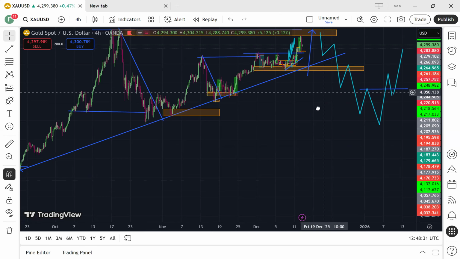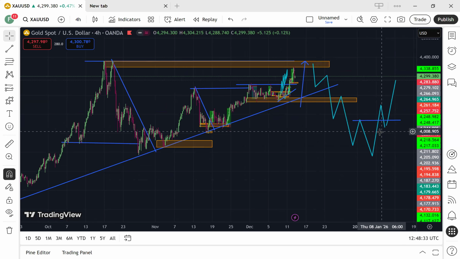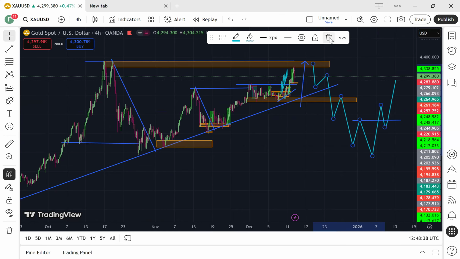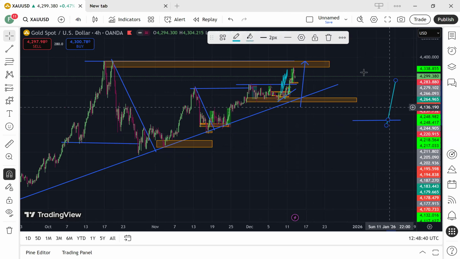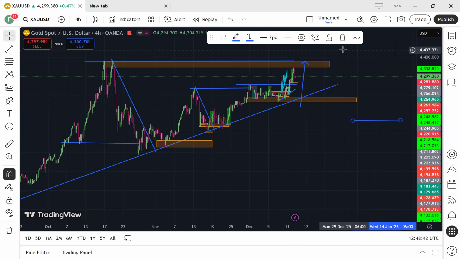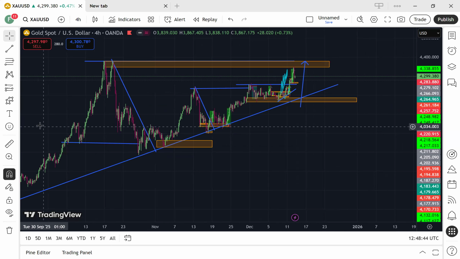So I hope you guys are understanding this. Yes, so we have another clear pattern that can happen. That pattern is used for continuation.